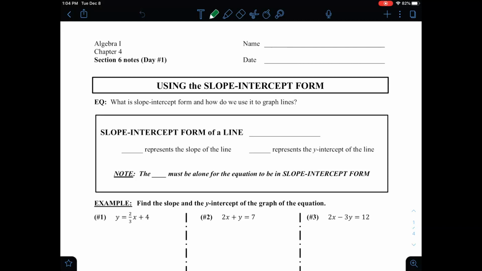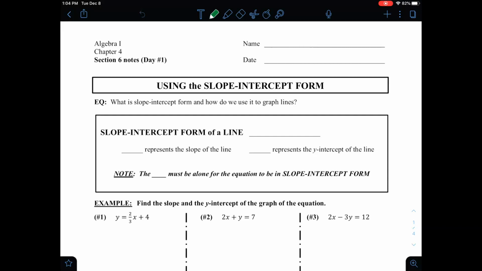We're continuing with Chapter 4, and we're in 4.6, Day 1 and Day 2. Day 2 is pretty short, so we're going to do it all in one video. The name of this lesson is Using the Slope-Intercept Form, and the essential question is, what is slope-intercept form, and how do we use it to graph lines?